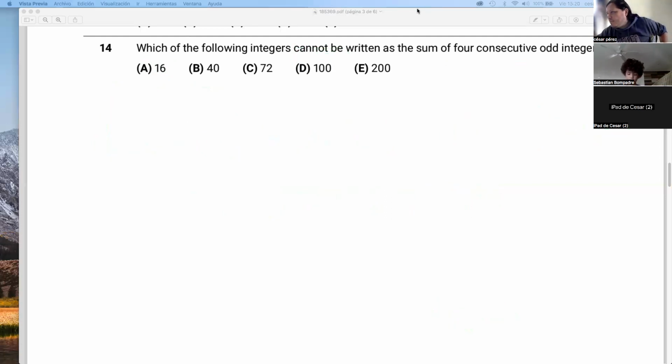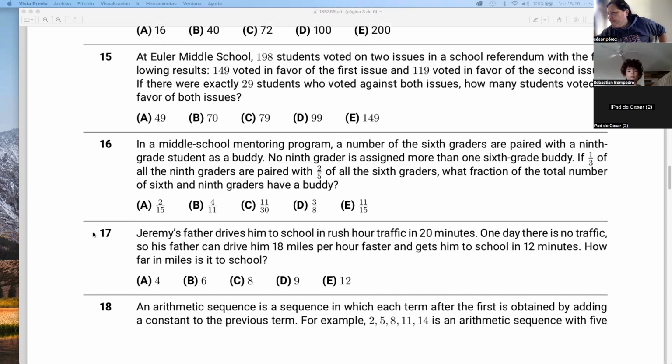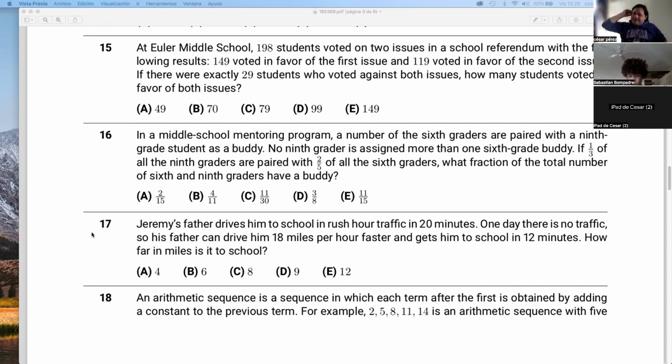Now we are going to work with the next, 15. Okay. This was a little difficult for me, the number 15, when I tried to solve it. But okay, it's a good problem. Maybe you can make it faster.